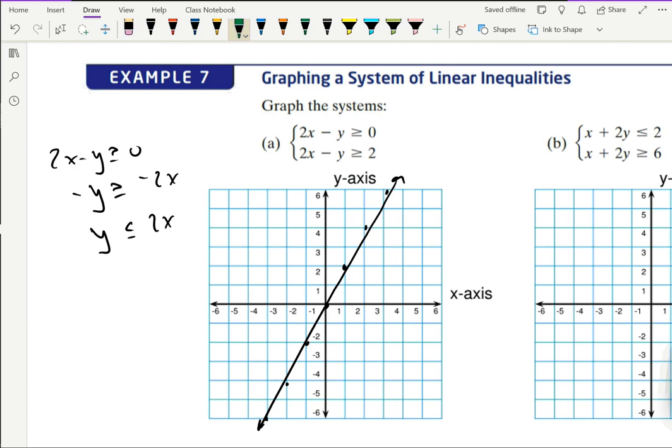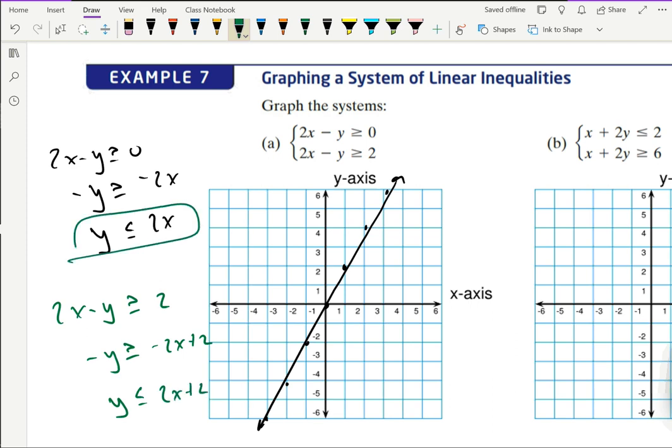Again, I'm going to change colors here. 2x minus y bigger than or equal to 2. So I'm going to subtract 2x. Then again, I'm going to reverse the signs, so I don't want a negative y, I want positive y. So it's going to be the same item, we just shifted 2 places up. So these 2 lines are parallel. So up 2 over 1, up 2 over 1, down 2 over 1, etc. Again, this one's solid also.